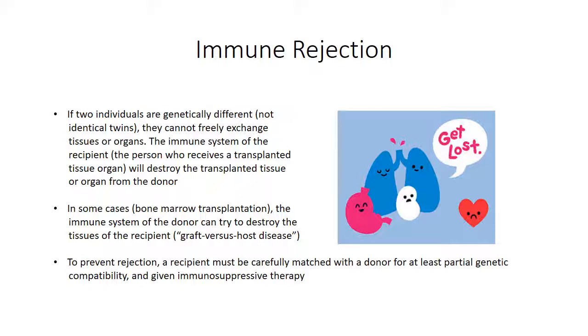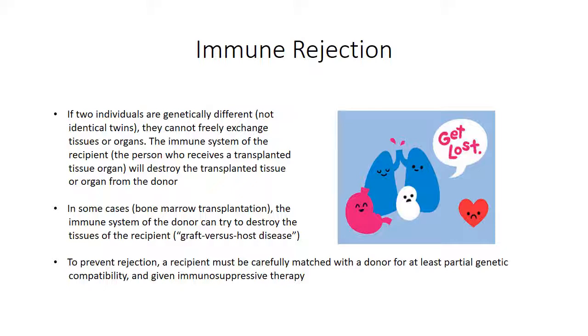But in all other cases, when you have genetically different individuals, right, then either the recipient will reject the transplant, or the immune system of the recipient will try to get rid of the transplant, destroy it. Or in some cases, especially during bone marrow transplantation, the immune system of the donor, transplanted bone marrow from a donor, will try to destroy the tissues of the recipient, called graft versus host disease.